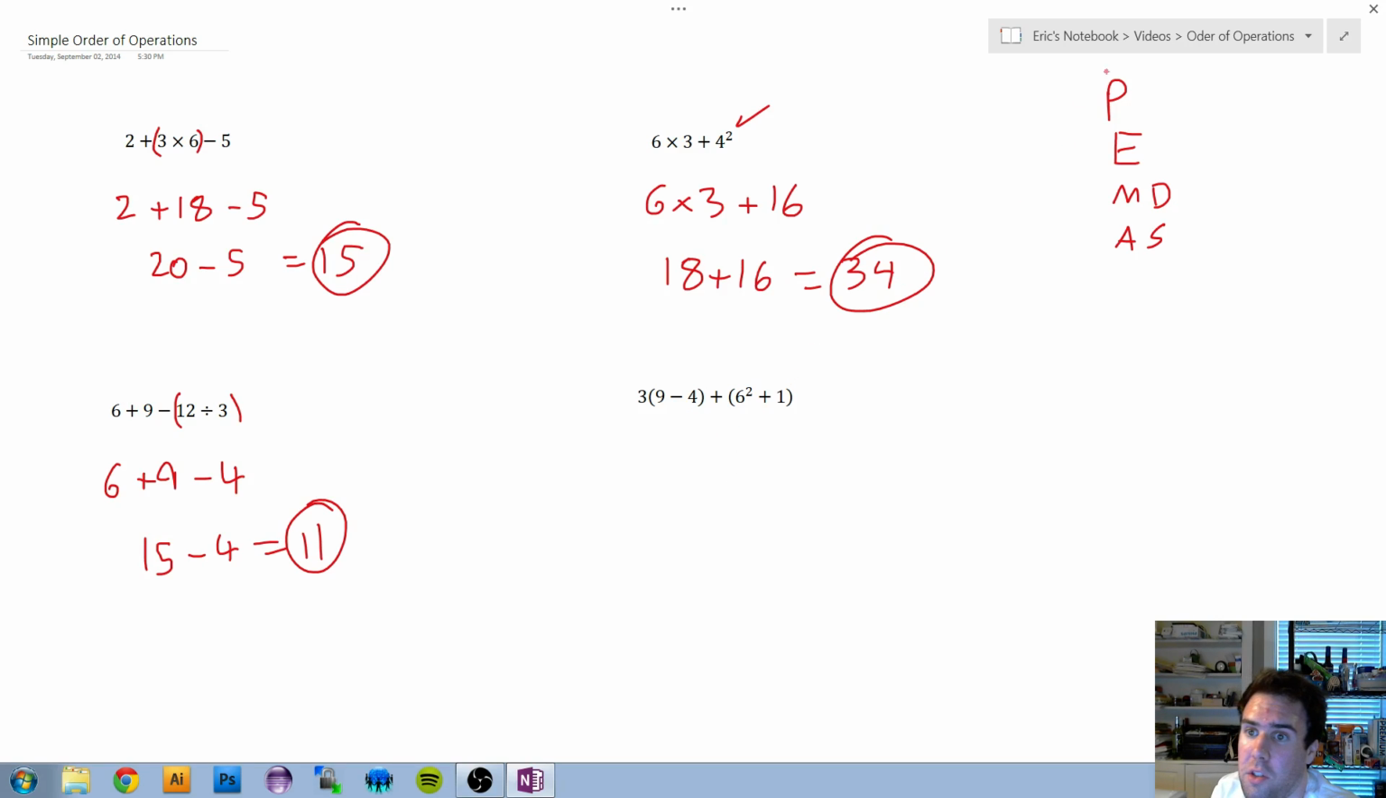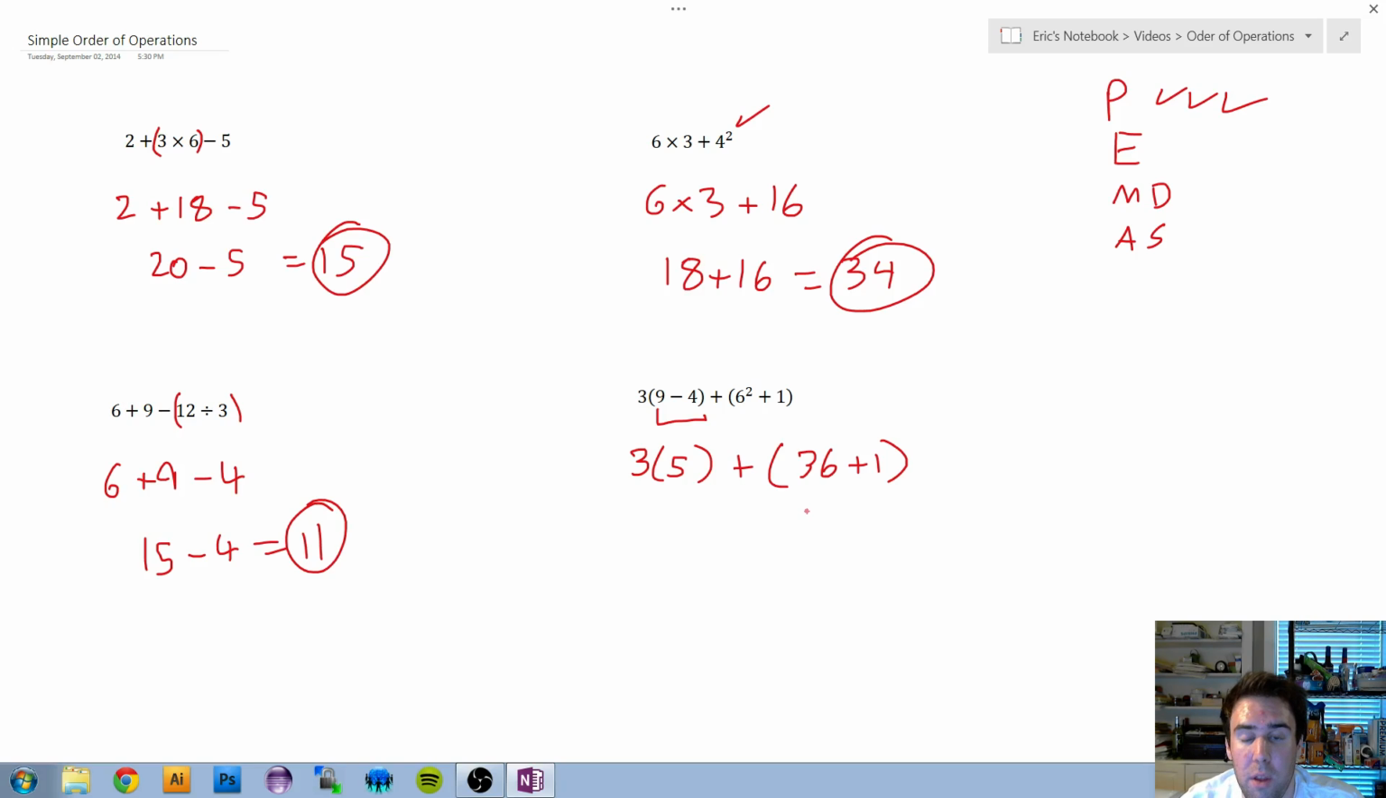Now here, this is the first time we got our parentheses. You can actually work on parentheses independently, which means kind of one at a time. 9 minus 4, well, that would give you 5. Plus, inside these parentheses, we have more than one thing going on, so we have to start that process over again. Although the exponent beats the addition, so I'm going to call that 36.